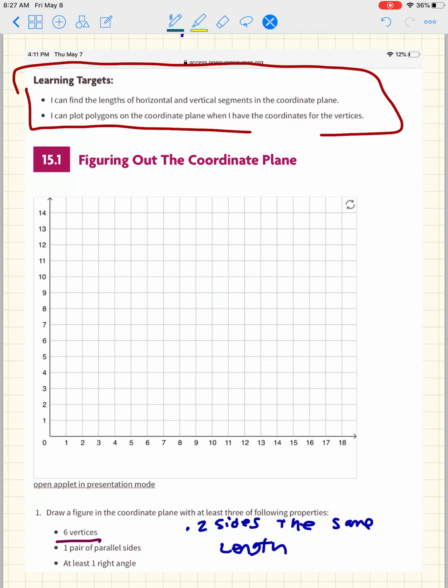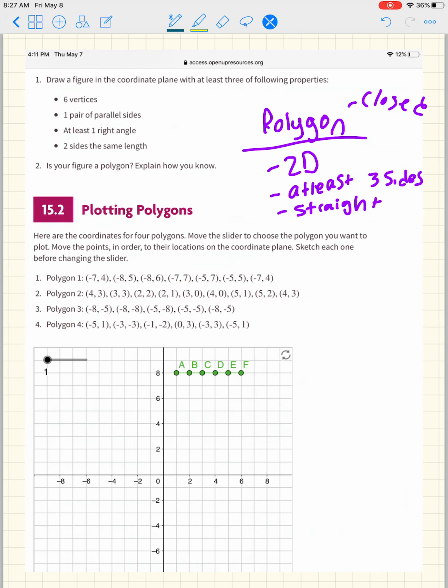Okay. So your job now, and you want to pause the video to do this, is to draw a figure in the coordinate plane with 3 of those properties. If you could do all 4, that would be cool. However many you can do, try for 3. And keep playing around and drawing your shapes in there until you get it. Okay. Once you've done that, unpause the video. I'm going to move on to 15.2. Or, no, question 2, sorry.